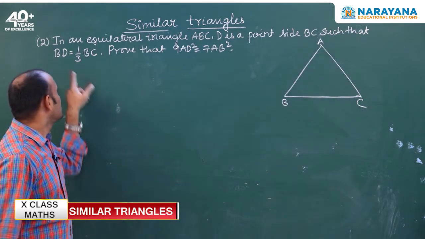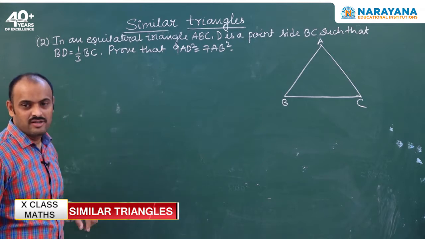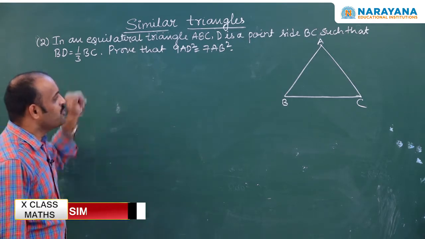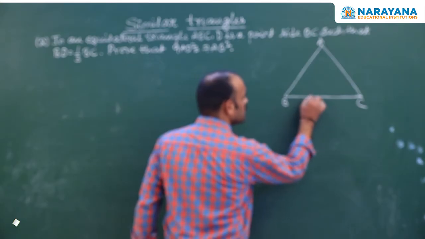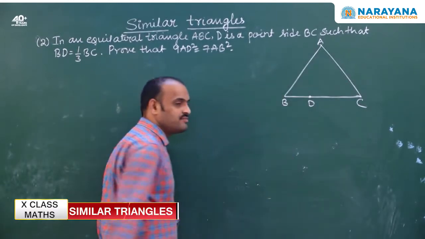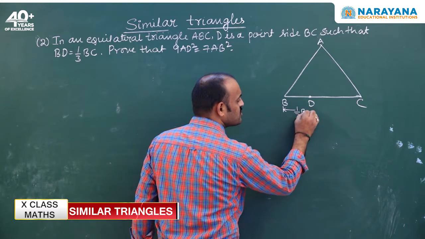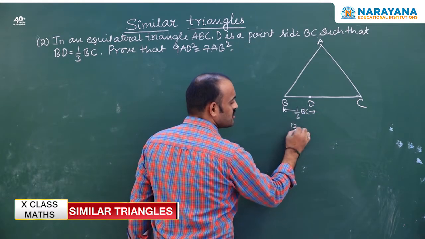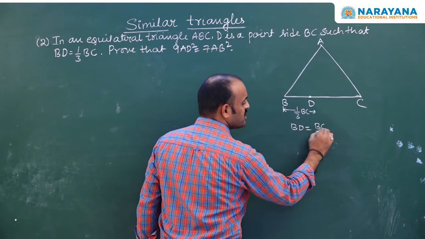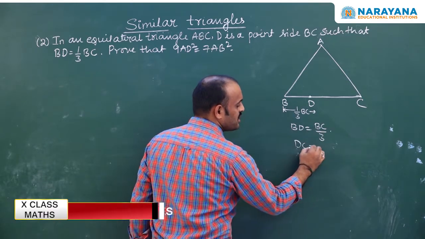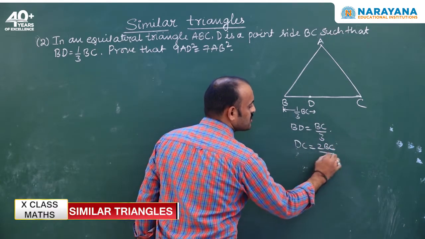Equilateral triangle such that BD is 1/3 of BC. D is a point on BC. So from here, he has given that BD is equal to 1/3 of BC. BD is equal to BC by 3. Obviously, DC will be 2BC by 3.